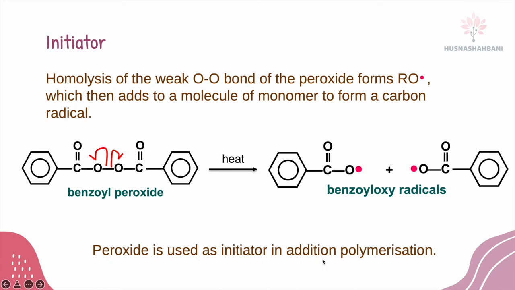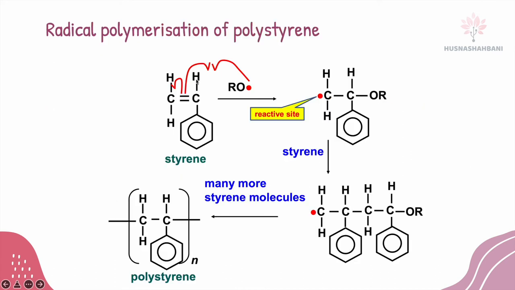Peroxide is used as initiator in addition polymerization. When it becomes radicals, it is very reactive and will do the attack. Radical polymerization of polystyrene: here is styrene, C double bond C. When you have a radical here, its one electron will combine with one electron from the C double bond C. This double bond will be broken, and one electron of it will form a bond with the electron of the radical. Then the one more electron in the bond will be given to this carbon, making this a styrene radical.